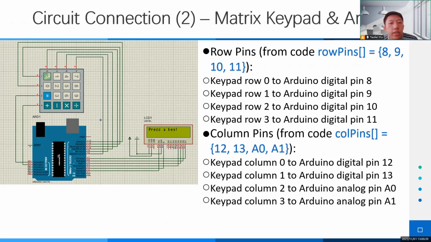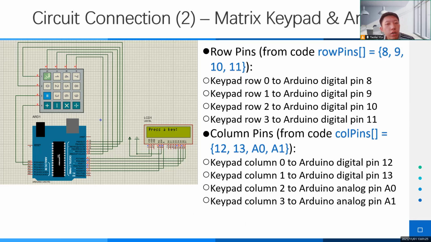Next, let's connect the matrix keyboard to the Arduino. From the code, we have 2 pin arrays. Row pins 8, 9, 10, 11. These are the row pins of the keyboard. Keyboard row 0 connects to Arduino digital pin 8. Row 1 connects to digital pin 9. Row 2 connects to digital pin 10. Row 3 connects to digital pin 11.